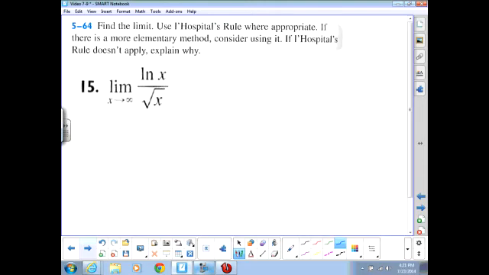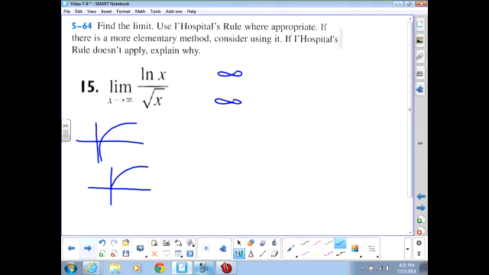Another was what we started with our L'Hopital's rule. Remember, to use L'Hopital's rule, you need 0 over 0 or some type of infinity over infinity. Well, in the numerator, we got natural log of x, which looks something like that. So as x gets huge, y is going to get huge. Square root of x kind of looks like that, so same thing. As x gets huge, y is going to get huge.